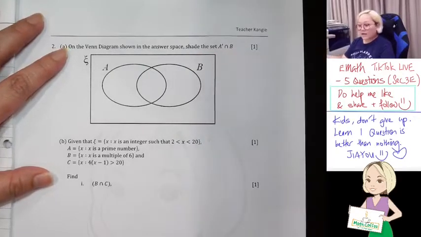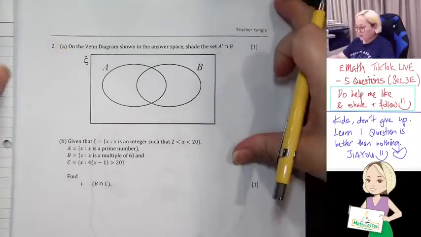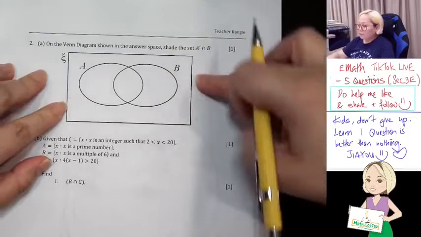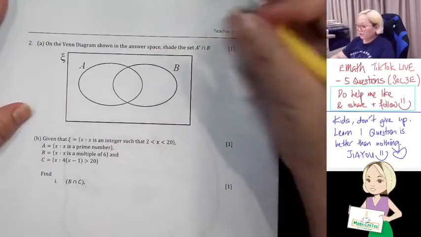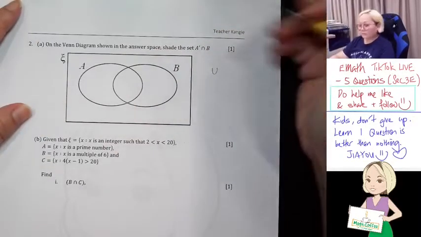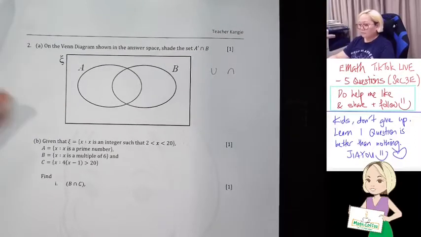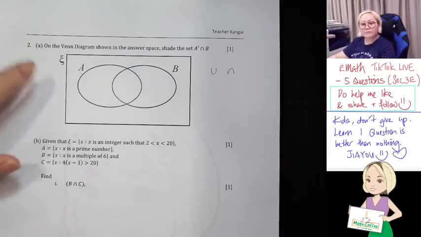So on the Venn diagram, how do you do A prime intersect B? Kids, you see, a lot of people don't like the Venn diagram. But in a Venn diagram, you only have two things. You have either union or intersect, correct? You only have union and intersect. Correct or not?